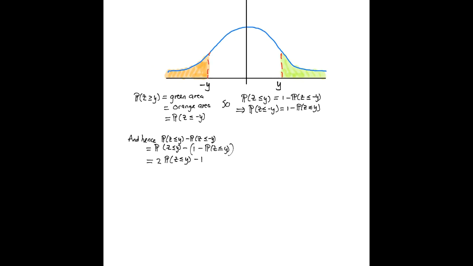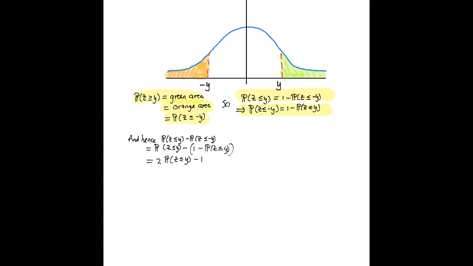Let's see why. Here is the probability density function of a standard normal random variable shown in blue. And the probability that Z is greater or equal to y is just the green area. By symmetry, that's equal to the orange area, which is the probability that Z is less than or equal to minus y. So the probability that Z is less than or equal to y is the complement of the probability that Z is greater or equal to y, and therefore it is equal to 1 minus the probability that Z is less than or equal to minus y, which we can rearrange to say that the probability that Z is less than or equal to minus y is 1 minus the probability that Z is less than or equal to y.